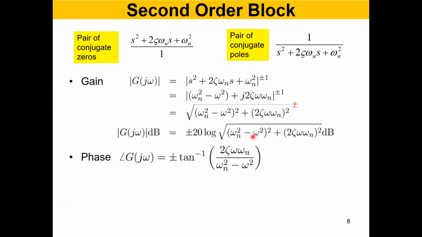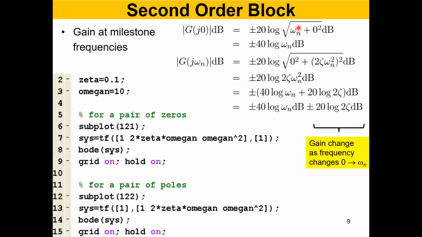So omega equals 0 in this case. So basically omega n square, right? So omega n to the power 4. This is for 0 radians per second signal passing through this block, right? Pair of zeros or pair of poles. So it is basically omega n to the power 4. After the square root operation, it becomes omega n to the power 2. And that power 2 comes in front, making this 20 to 40. So it is 40 log omega n dB.